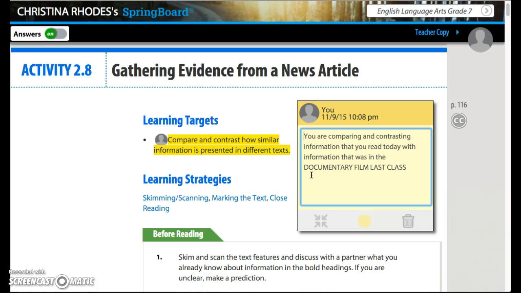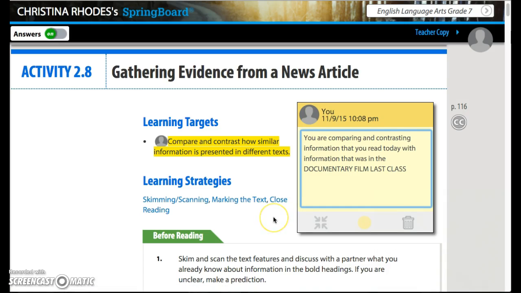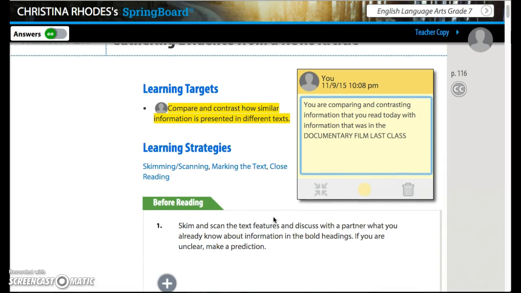What's the same between the documentary film and this passage you're going to read that's a newspaper article? What's different about the two? As you're doing today's lesson, you're going to be skimming and scanning, marking the text with your metacognitive markers that are on your desk. You should know what those are. We'll get to that in just a little bit. You're going to be doing close reading. So to start with, we're going to be skimming and scanning.